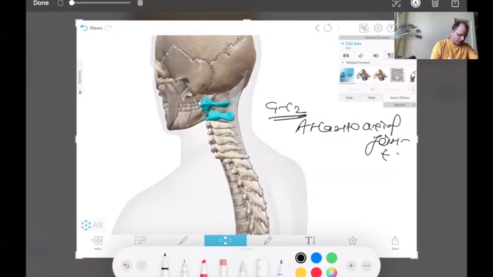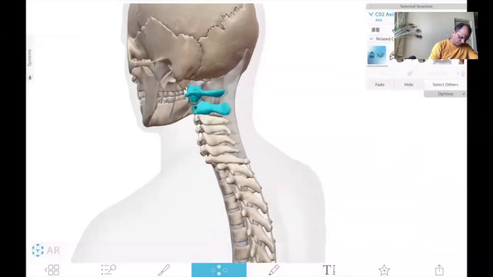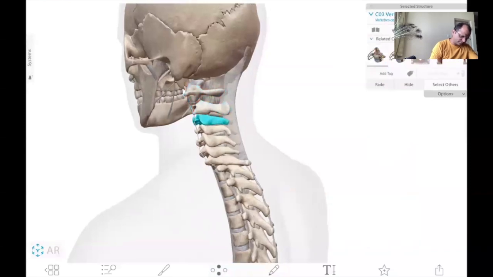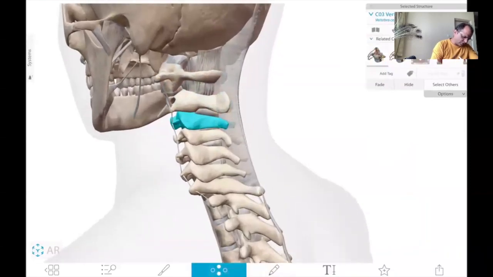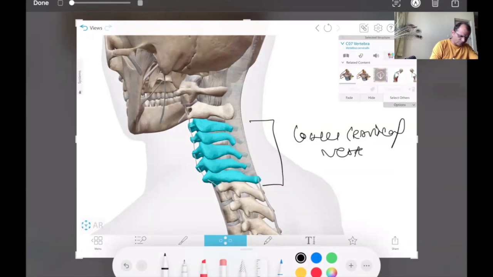Right. Then we are coming down. अब हम नीचे आते हैं. Then there is a C3, C4, C5, C6, C7. These are called lower cervical vertebrae. And C1, C2 is coming in the upper cervical vertebra.